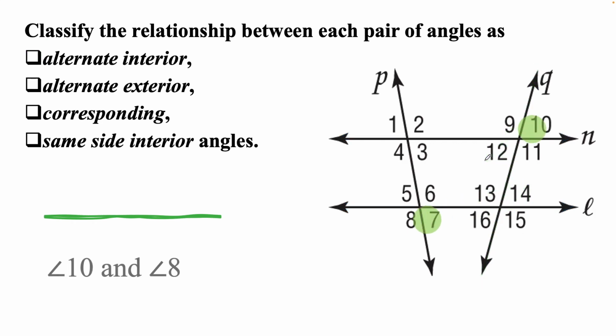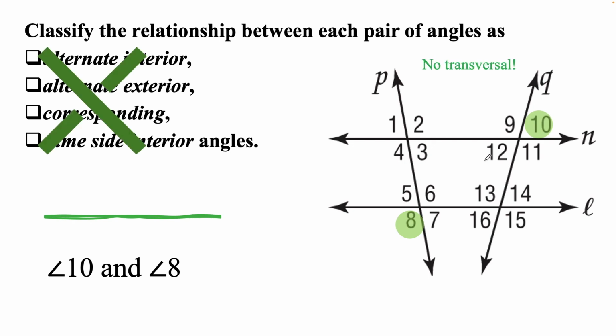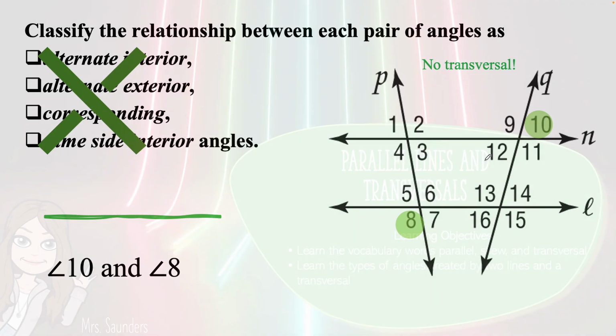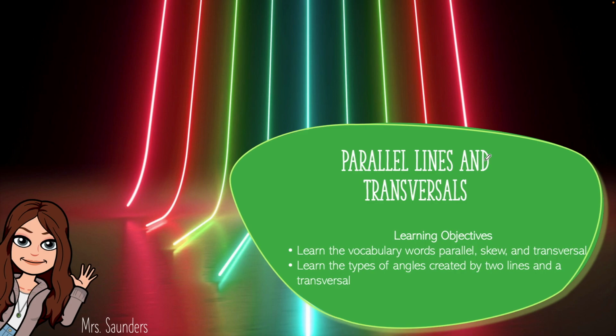And last one. 10 and 8, we need the transversal that connects them. And there is no transversal that connects them. So if that's the case, actually, none of these relationships even apply. So there's an introduction to, again, what's going to be a huge part of our geometry course.